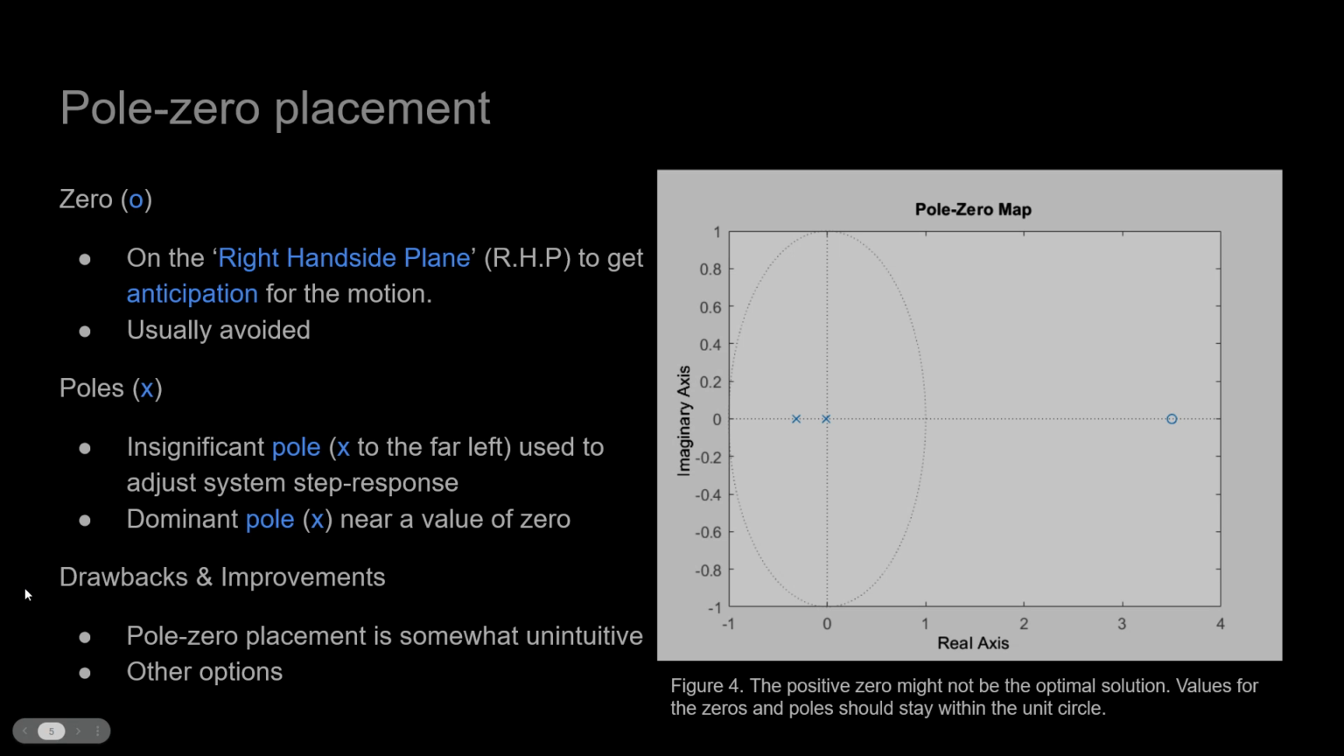So the drawbacks of this is that it's somewhat unintuitive, the pole zero placement. So I'm looking at other improvements, other options basically to go about this, right?